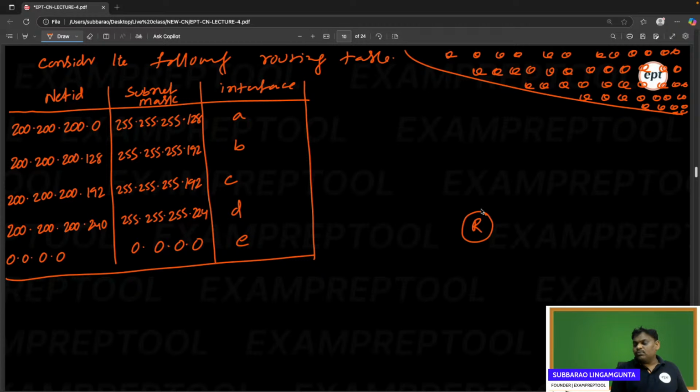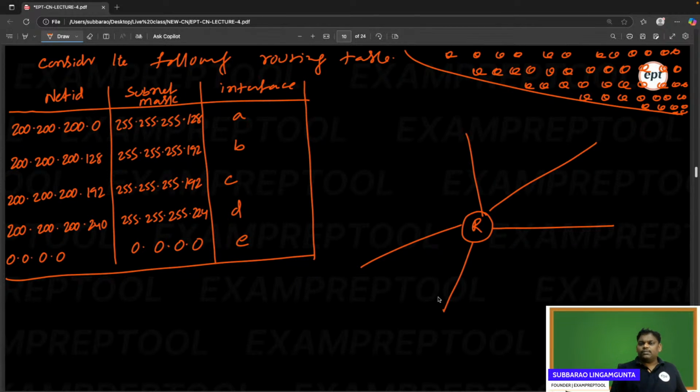So let us assume that there is a router R and this routing table is available. And one more thing to remember: for every router there are some interfaces. These are called interfaces.